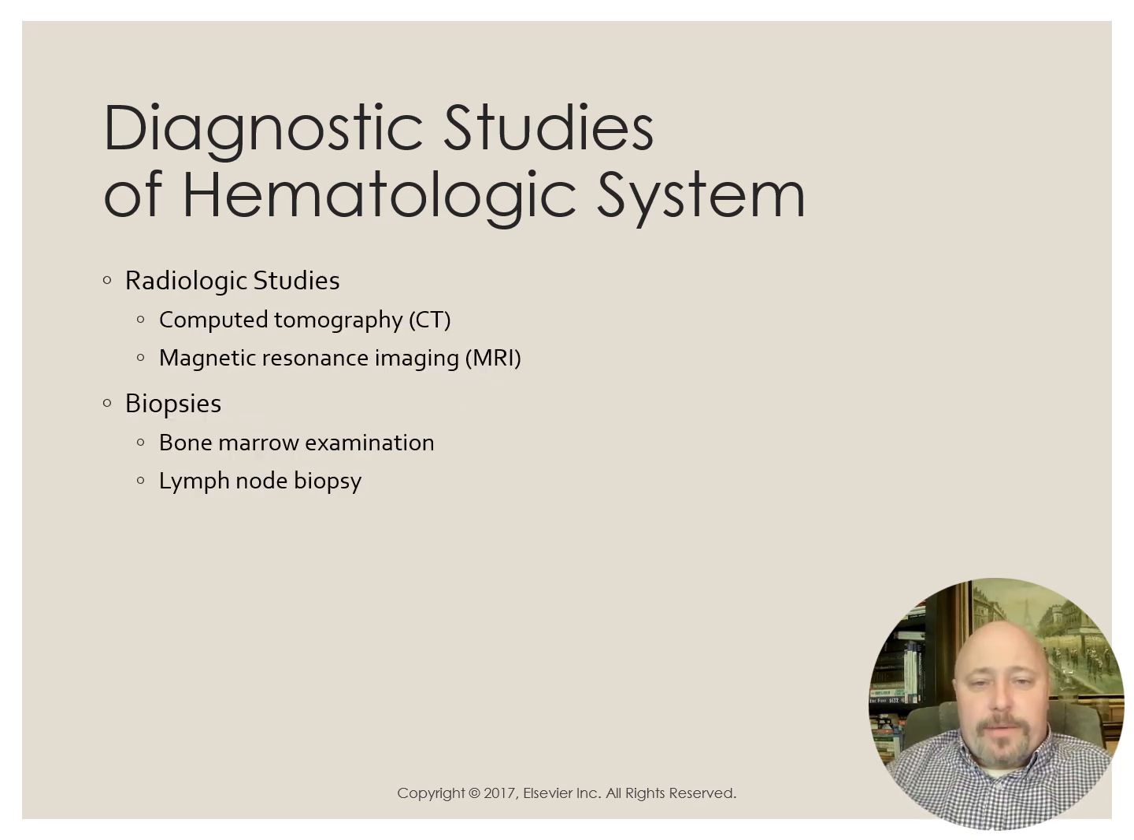Radiologic studies for the hematologic system involve primarily the use of CT or MRI for evaluating the spleen, liver, and lymph nodes. Biopsy procedures specific to the hematologic system are bone marrow examination and lymph node biopsy. In general, these procedures are done because a peripheral blood smear is nonspecific, and usually a diagnosis cannot be established from a peripheral blood smear. A biopsy also provides additional information about the hematologic problem that's needed for diagnostic purposes, as well as planning treatment options.